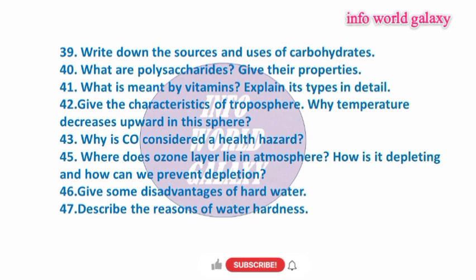43, why is CO considered a health hazard? 45, where does the ozone layer lie in the atmosphere? How is it depleting and how can we prevent depletion? 46, give some disadvantages of hard water. 47, describe the reasons of water hardness.